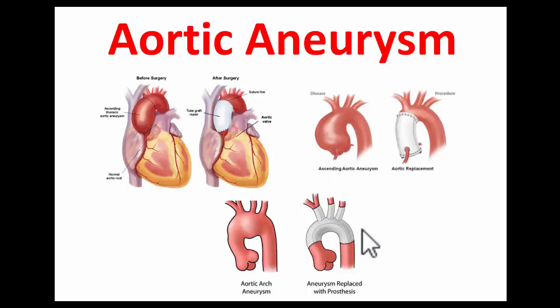This is a different type of aneurysm which is involving the arch of the aorta, where all the main arteries are arising, and for that they use a composite graft which has all the branches which can be connected to these main arteries going to the brain and upper extremities, along with a graft replacing this aneurysmal segment.